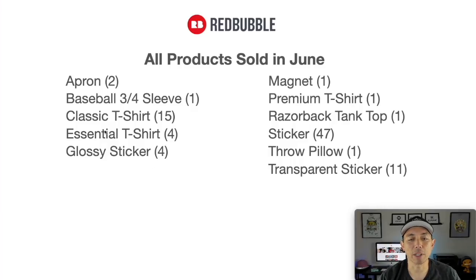I did sell a couple of aprons, and just a lot less stuff. Usually my stickers are a lot higher than that. I only sold, you can see, only 47 stickers right here. I'm usually up in the hundreds or close to 100 stickers in a month, so a lot less products than last month. If you went back to see my May when I had all those sales, a lot more products on here. So I also sold a lot less products.